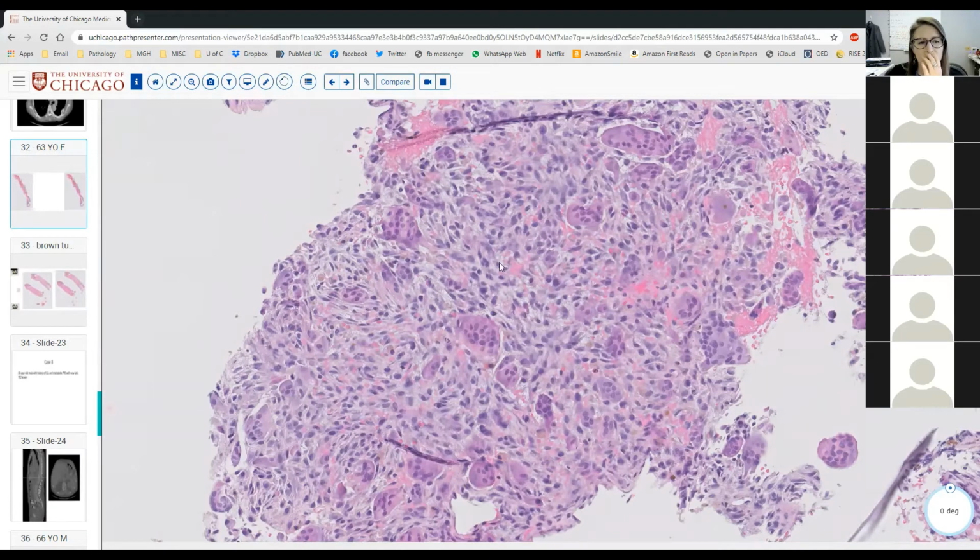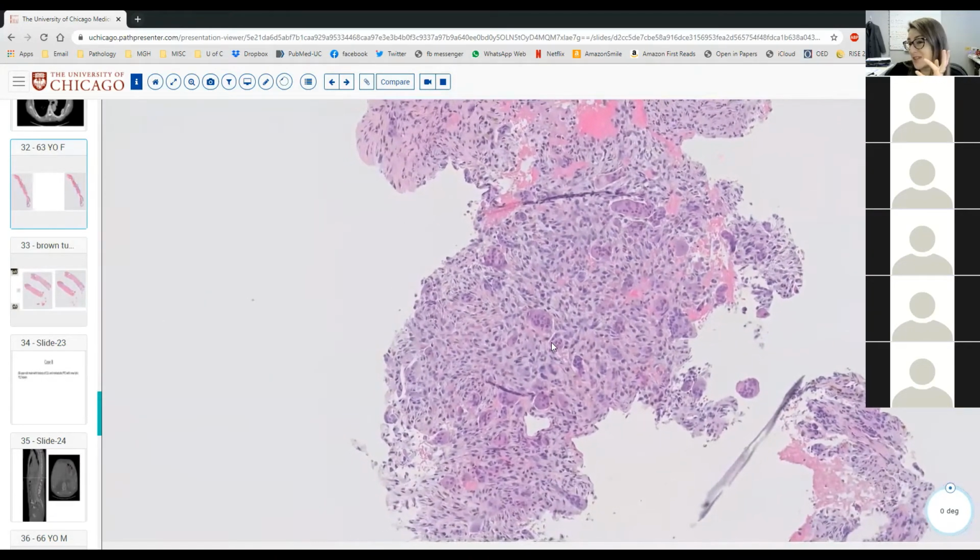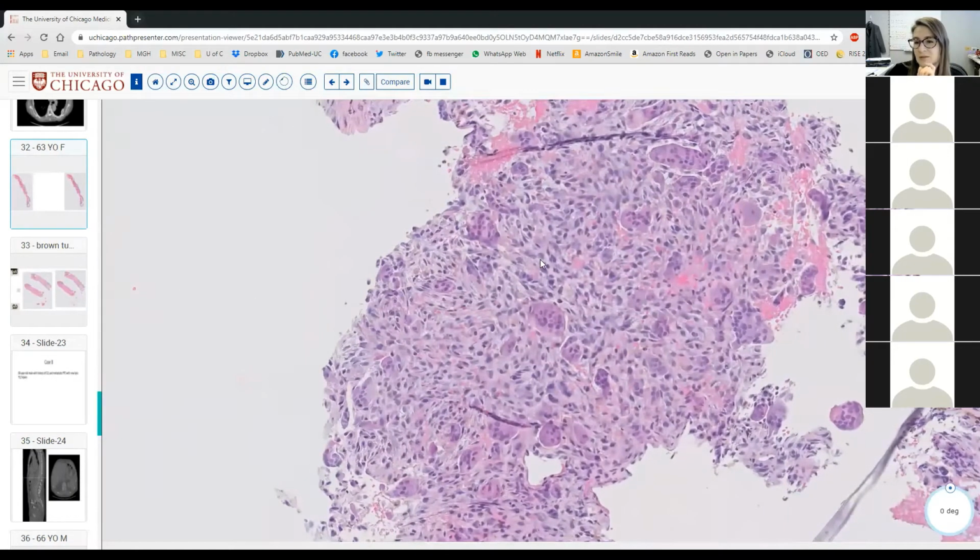Would there be more giant cells? So there may be more giant cells. There may not be more giant cells. The answer's in the background. What's different about the background cells here than a true GCT?